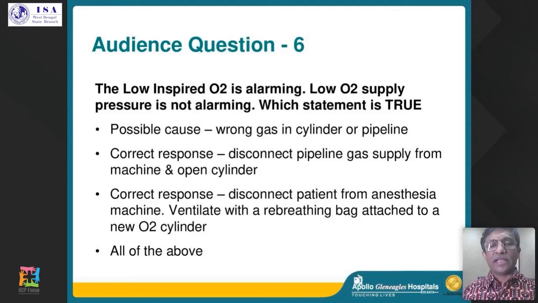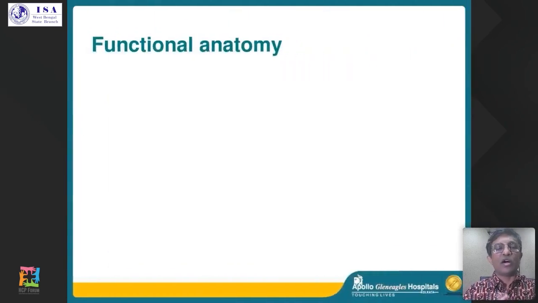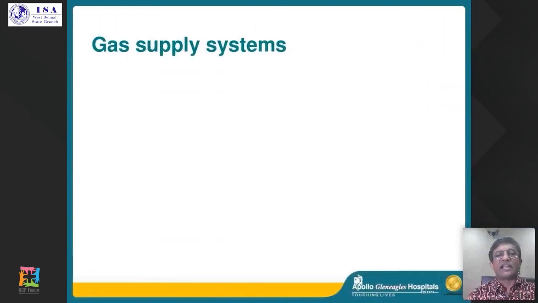So think about this, and we'll finish the poll and then we'll proceed to the later part of the deliberation after 5, 4, 3, 2, 1, and 0. I think that's about it about the audience questions, and we will now look to the answers right at the end. So let's start with the anesthesia machine, and let's start with the functional anatomy.